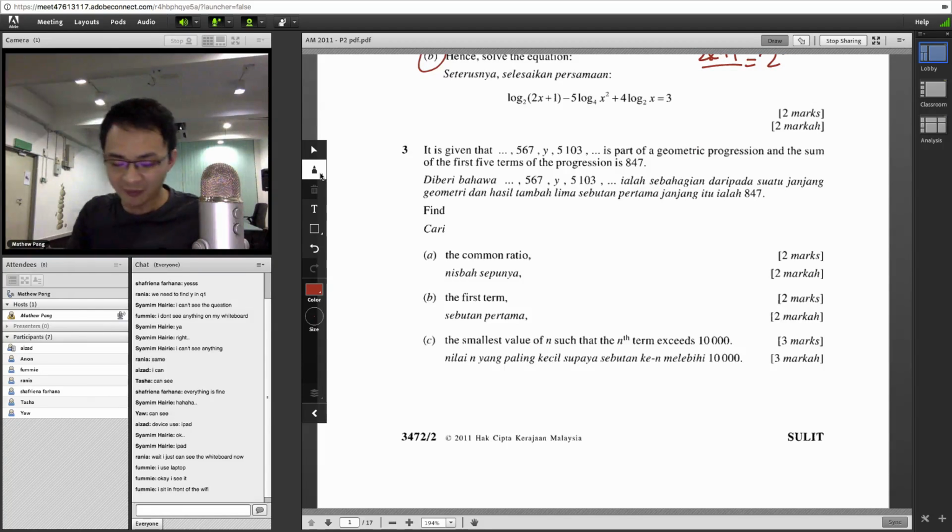Okay, let's have a look at number 3 here. It's given that dot dot dot 567, comma, y, comma, 5103 is part of a geometric progression. We know this is a GP, and the sum of the first 5 terms, S5, is 847. The question asks you to find the common ratio, R, and part B asks you to find the first term, A, and then find the smallest value. Okay, part C we will do later.